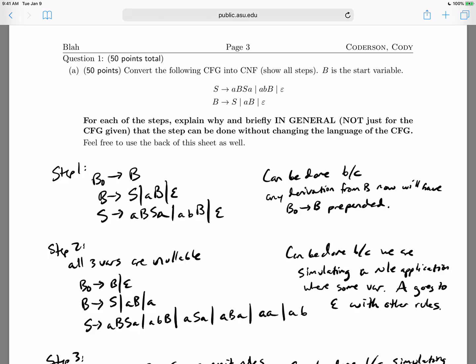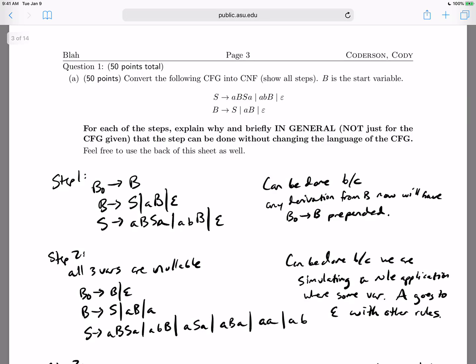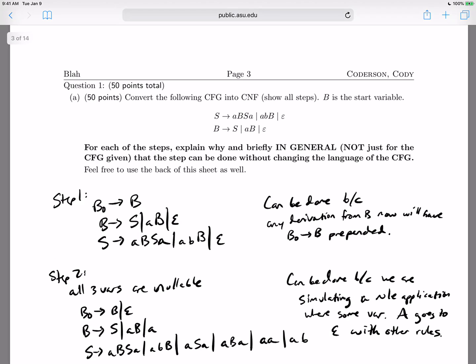The issue that a lot of people had with this one was not following the directions where it says explain why we should do these, why these could be done. So that was worth half of the question, and then the other half was, of course, doing the conversion. The other thing that people missed was the second sentence in the directions, which is B is the start variable. So a lot of people just went on autopilot and just said S is the start variable because that's what we did in class. I put B as the start variable to make you think it doesn't have to be S every time. Just because it's called S, it doesn't have to be the start variable.